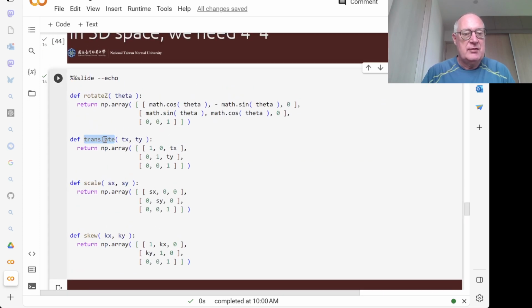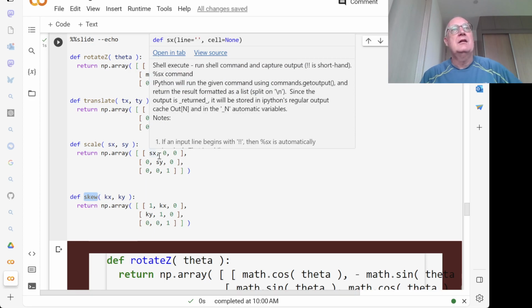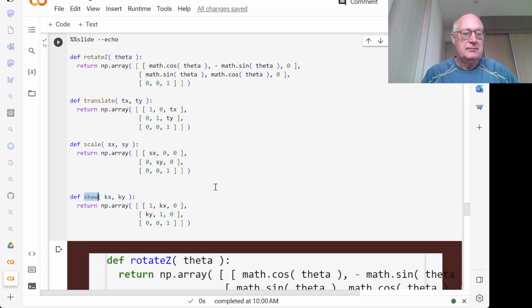So here's our translation matrix. If I want to translate by tx, ty, then I generate this transformation matrix. And this is the transformation matrix for rotation around the axis Z, around the origin. And later on we'll look at scale and skew matrices, which are another type of affine transformation using homogeneous coordinates.